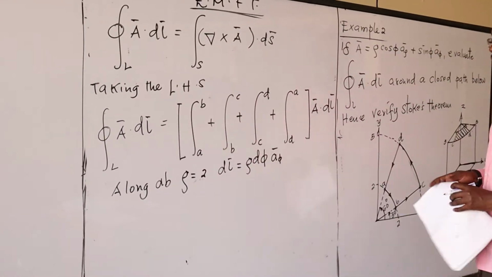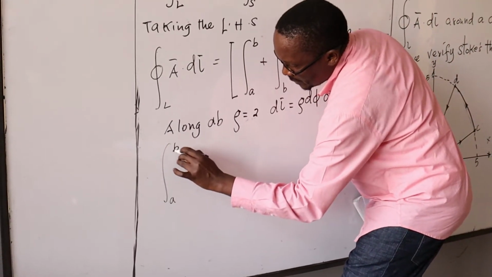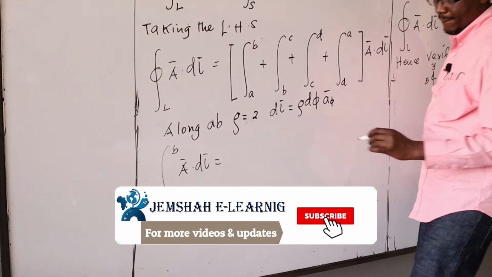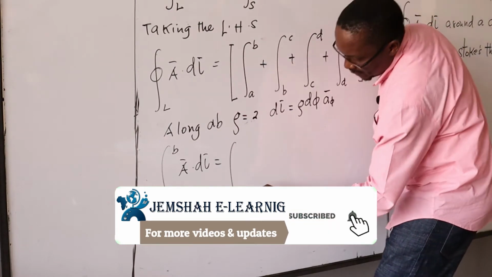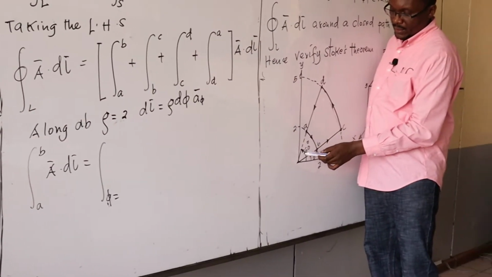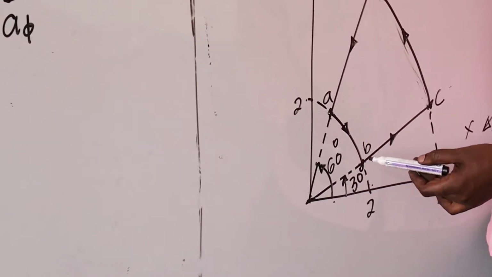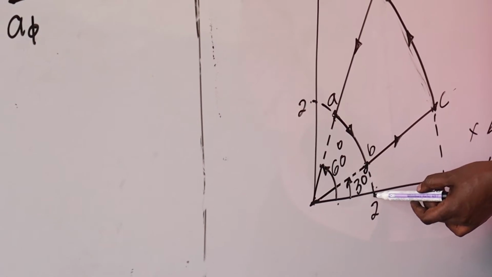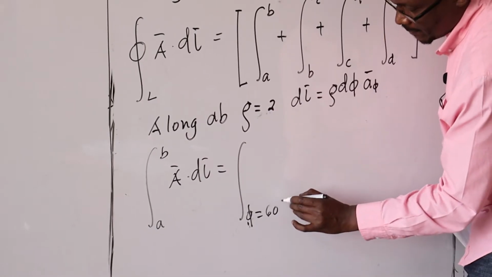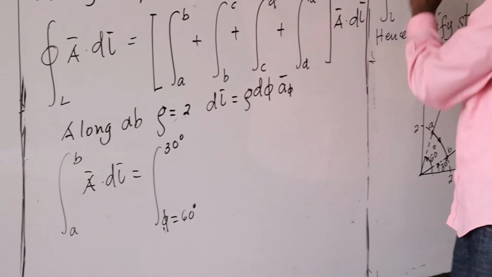So let us continue. After getting that, we can go and do our integral and say that from A to B, A bar dot DL bar will be the same as from A to B, the angle phi is equals to what? At point A here, the angle phi is 60. So you can see from x-axis up to this point, it is 60, and the angle B is what? 30. From the x-axis to that point, it is 30. So we'll say that phi will be 60 degrees all the way to what? 30 degrees.